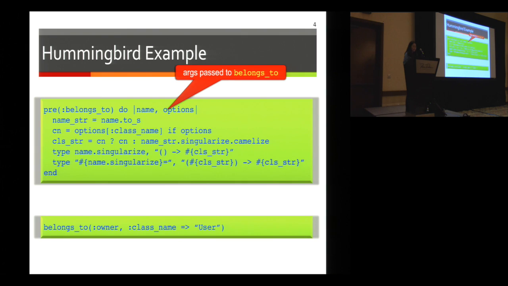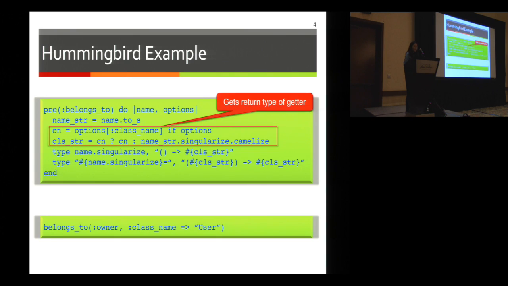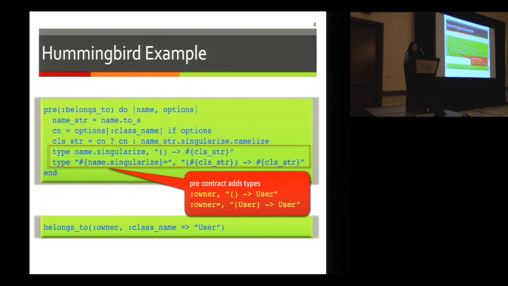On top, we wrote a pre-contract for belongs_to, with arguments name and options, and those arguments are the actual arguments. Now let's look at the code block body. First, we convert the first argument from a symbol to a string. Next 2 lines compute the type of the foreign key. And the type is going to be the value of the class name if we pass 1 in, or it's going to be the first argument singularized and then camel cased. The last 2 lines add types dynamically.